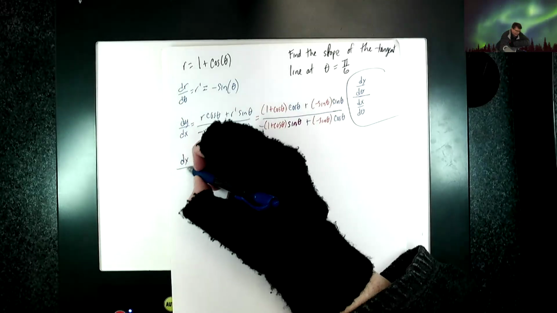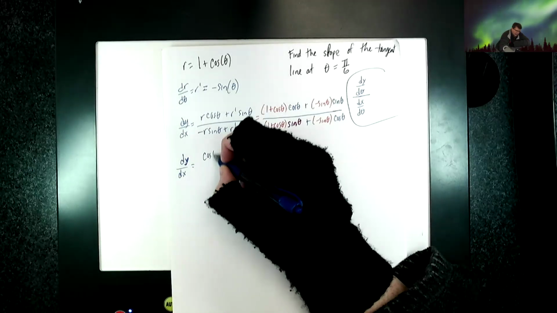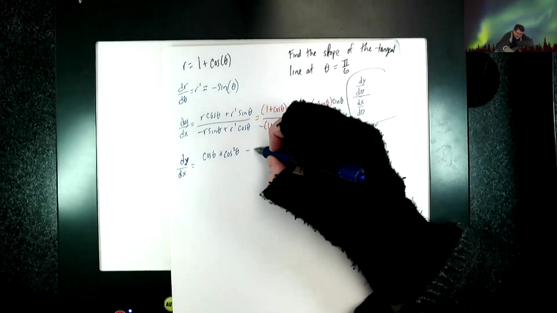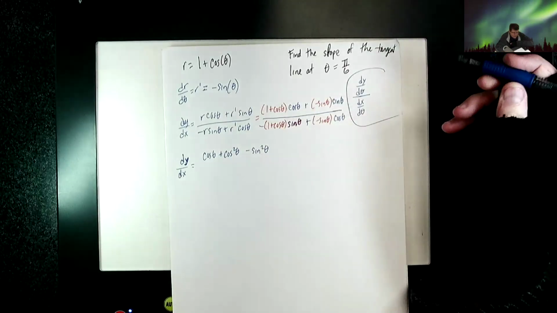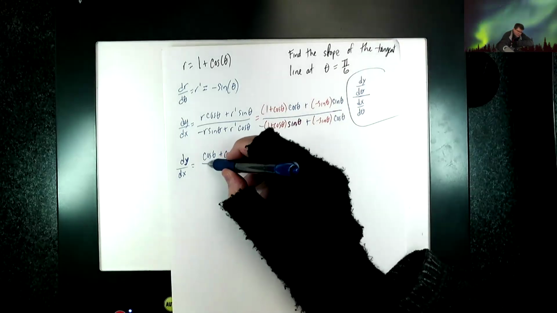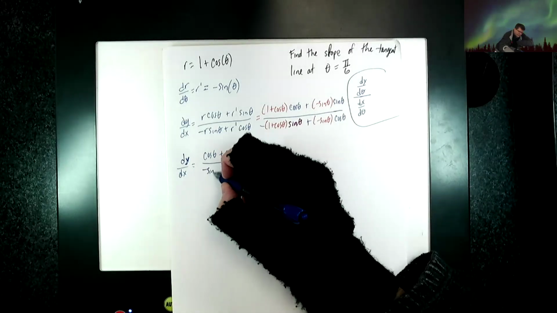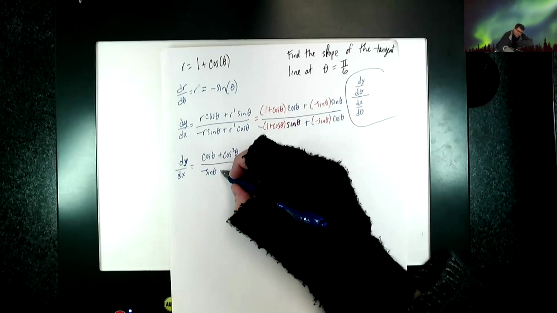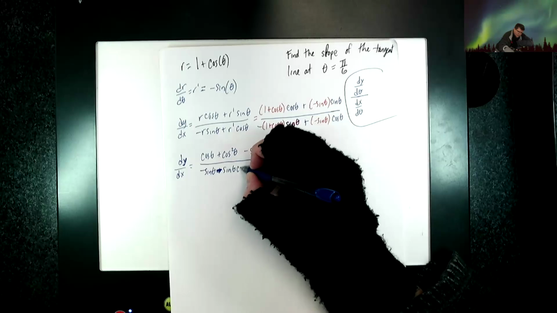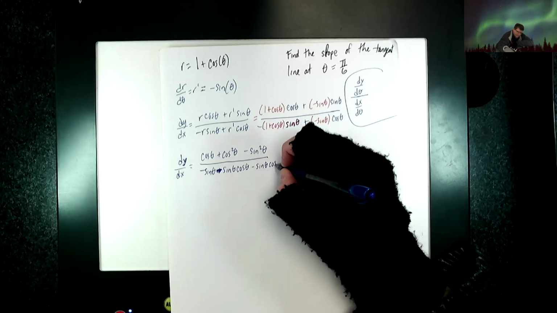So if I clean that up, I have cosine theta plus cosine squared theta minus sine squared theta, all over negative sine theta, minus sine theta cosine theta, minus another sine theta cosine theta.